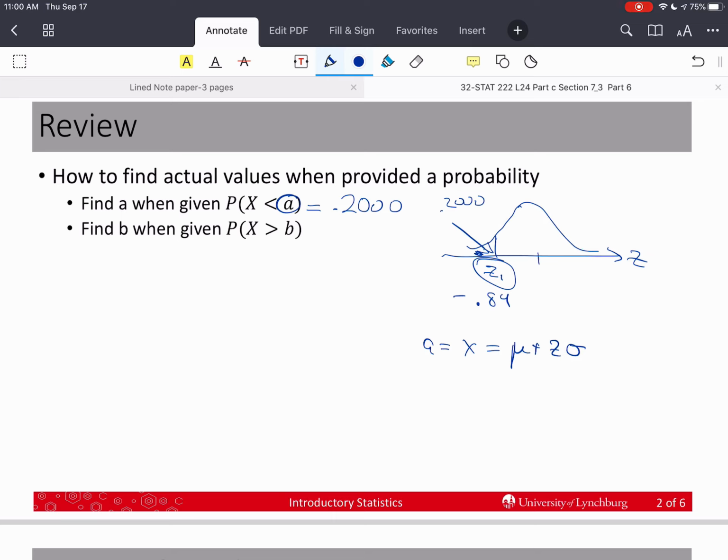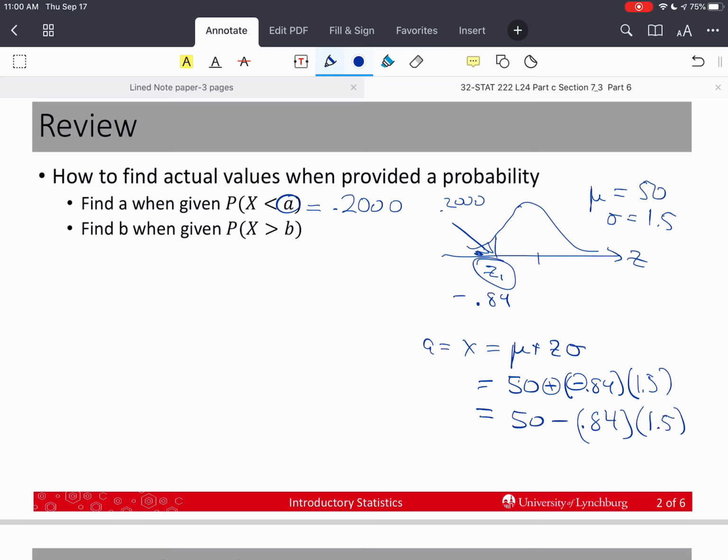In this case, mu was 50 and sigma was 1.5, and so we plug that in and we have 50 plus, but z is a negative 0.84 times 1.5, and a plus times a negative is a negative, so this is 50 minus 0.84 times 1.5, and that gave us 48.74, I believe. 50 minus 1.5 times 0.84, yeah, 48.74.